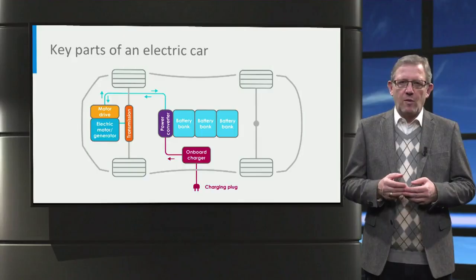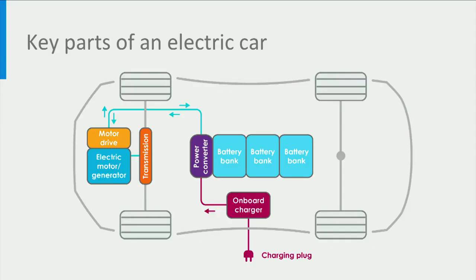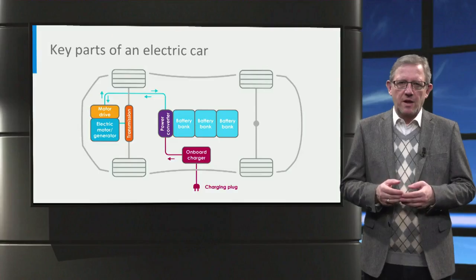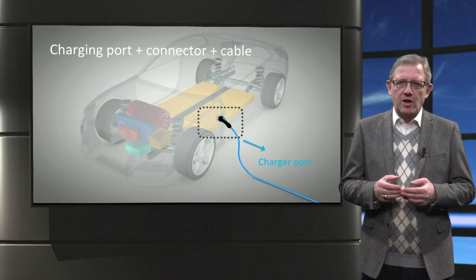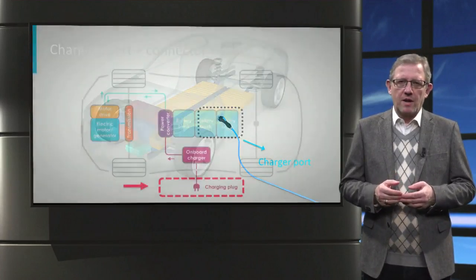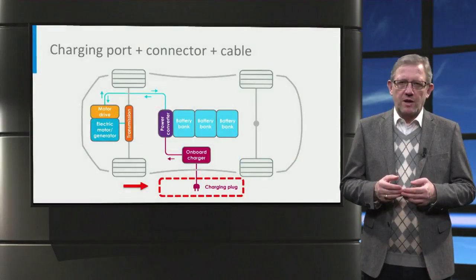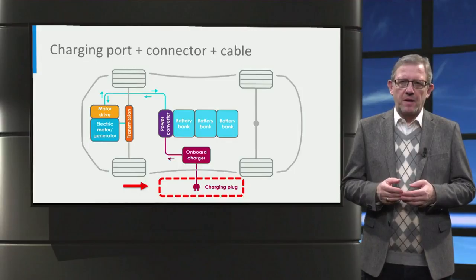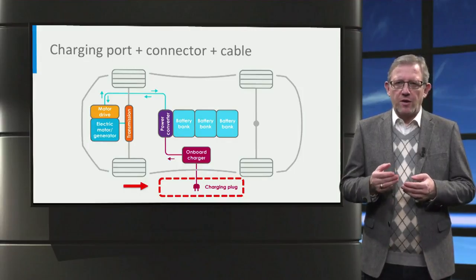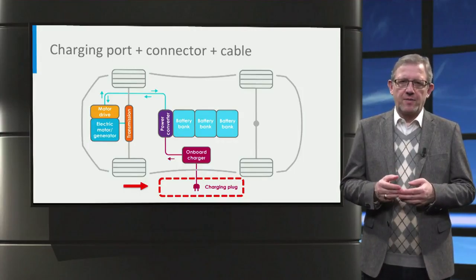To explain what is inside an electric car, let us follow the power flow direction and take a look at an electric car by identifying the key components. The first part we look at is the charging port with charging connector and cable. The charging port, together with the connector and cable, allows the electric car to connect to an external power supply in order to charge the traction battery pack. The charging port is often referred to as a vehicle inlet.